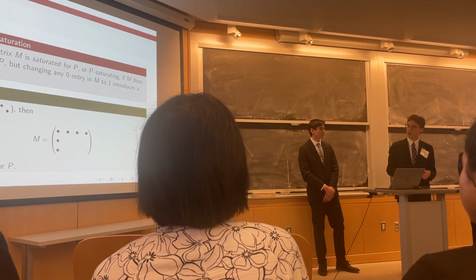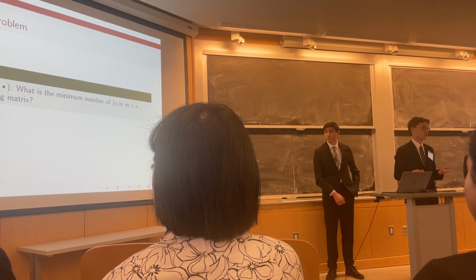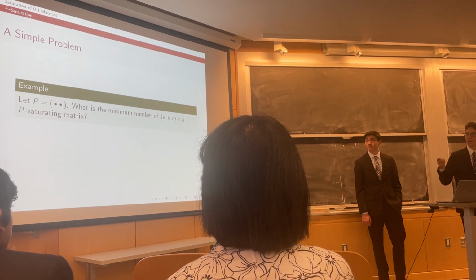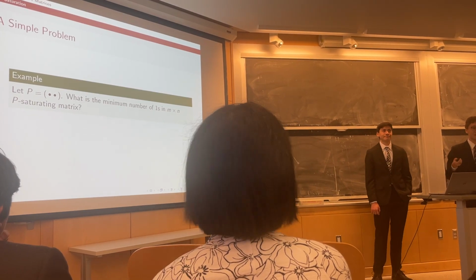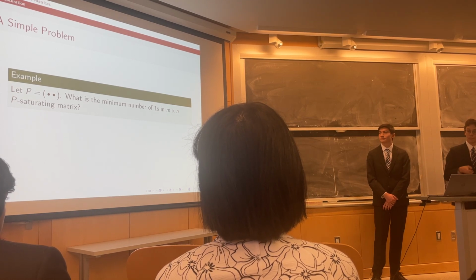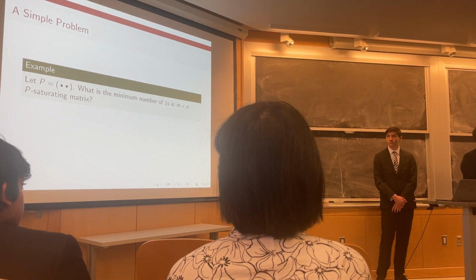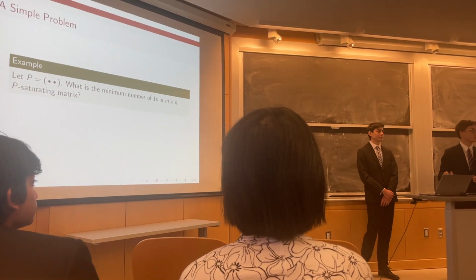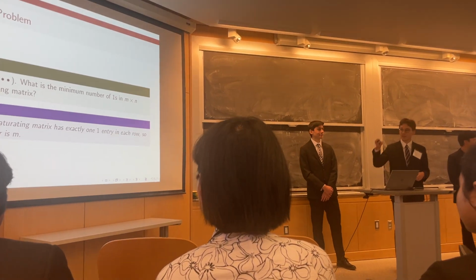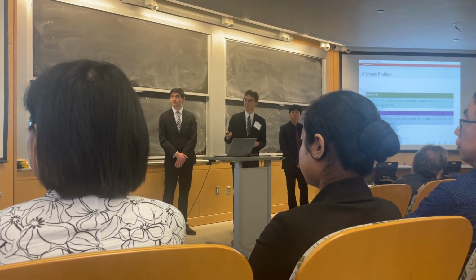And so a question that we can ask is, how many 1s can we have in a saturating matrix? So for instance, for this 1x2 pattern, that's just 2 dots, what is the minimum number of 1s in an m by n P-saturating matrix? So the minimum number of 1s that we can add to a matrix where if we added any more 1s, we would have to contain a copy of the pattern P. Does anyone know actually what this would be already? You might think about this. M, yeah, I heard M. It is, it's just M because there has to be exactly 1 1 in each row. And then whenever you introduce a second 1, you would introduce a copy of the pattern P.